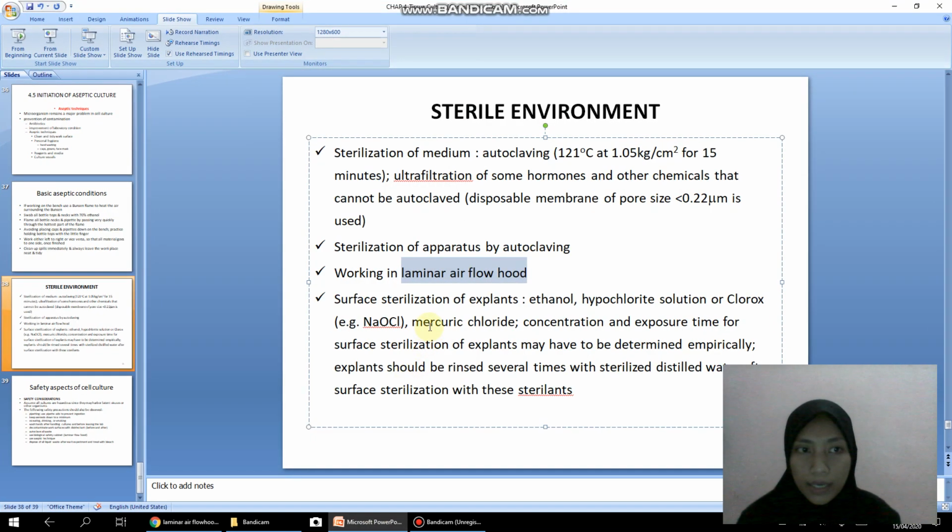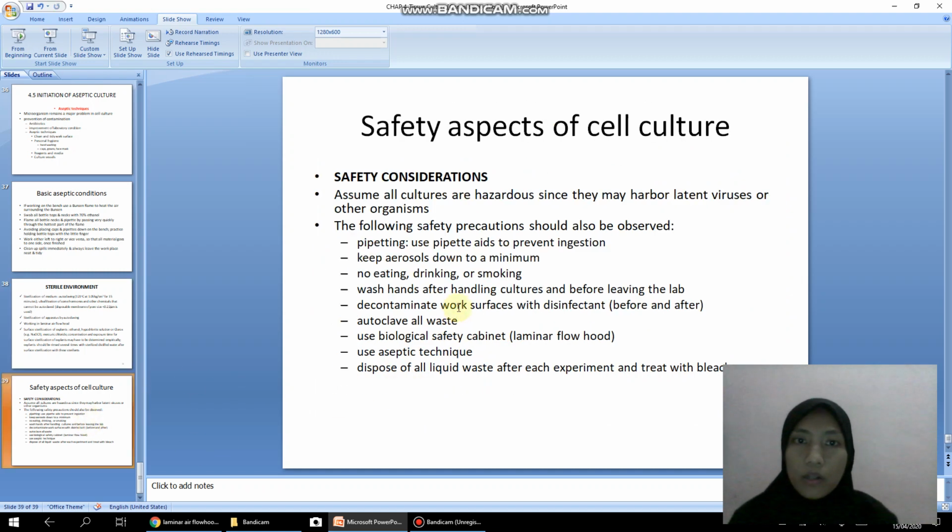Okay. Next one is surface sterilization of explants. Every time you work with something, it has to be cleaned with ethanol. This is just like when you try to clean yourself every time you go out to the market during this MCO. You take a shower, put on sanitizer, same thing. But this time around, you are going to use Clorox. And the last one, safety aspects of cell culture.